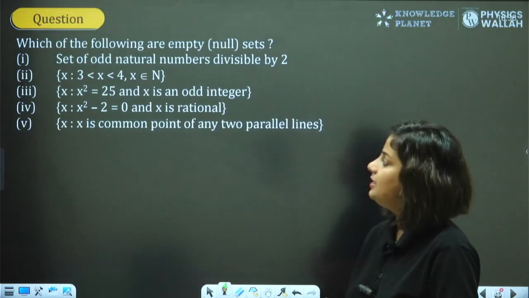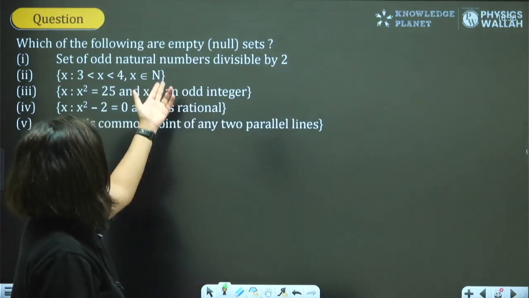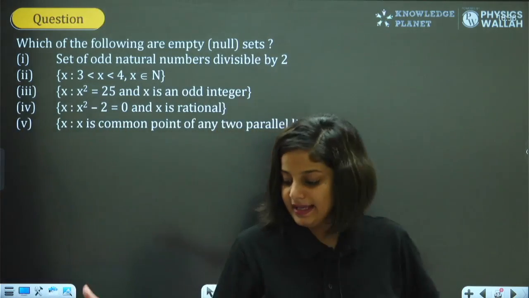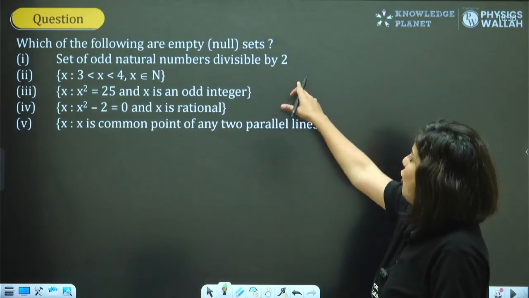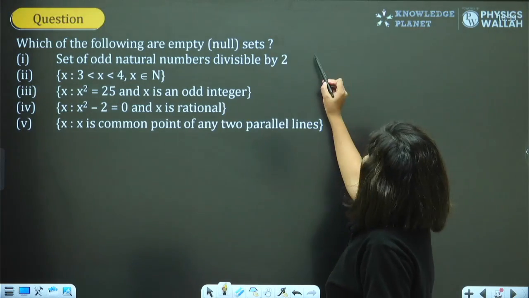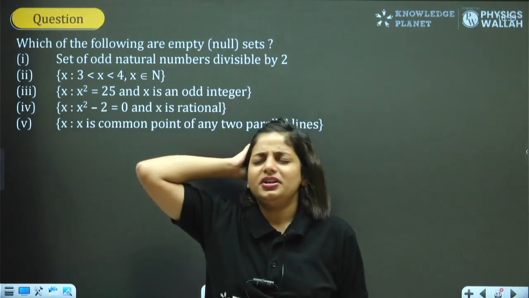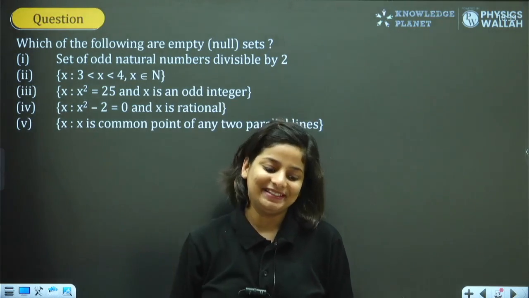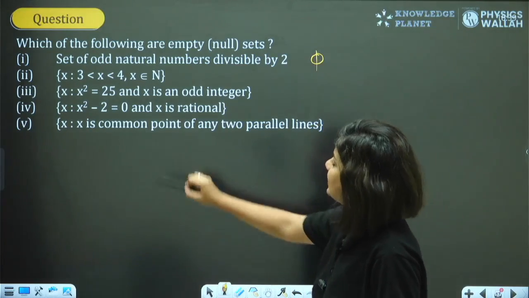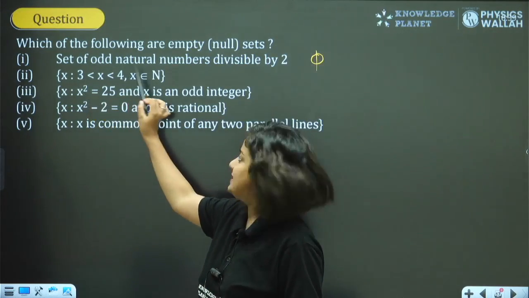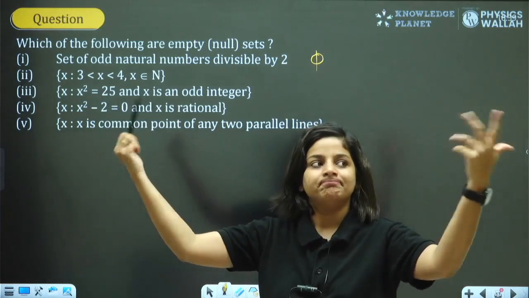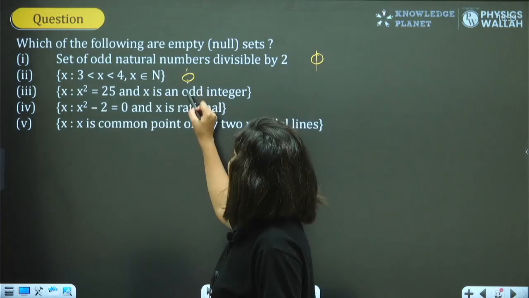Hope it's clear. In the next question, you are going to figure out the empty or null or void sets. Different names for the same set. First one, the set of odd natural numbers divisible by 2. What are the odd numbers which are divisible by 2? Oh, odd natural numbers, nothing. It's a null set. Next, x is greater than 3, less than 4 and x is a natural number. So what are the natural numbers between 3 and 4? No natural number. Again, empty.